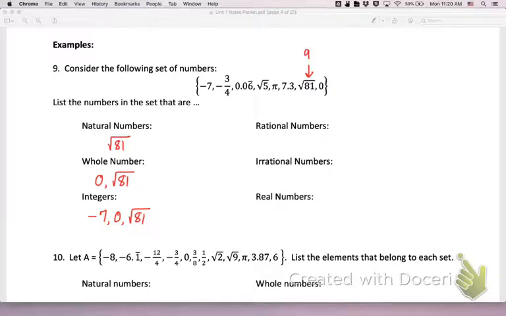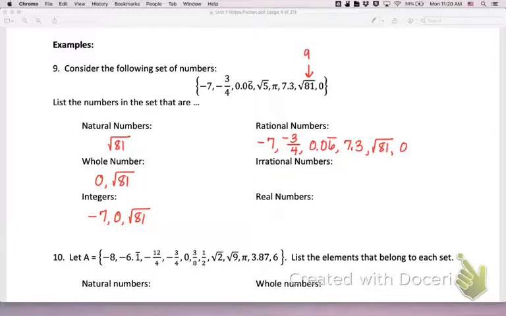So the rational numbers here are going to be -7 is rational, -3/4 is rational, 0.6 - oh, that one's not negative, sorry. It's just positive. 0.06 repeating. Square root of 5, not rational. Pi, not rational. 7.3 is rational. Square root of 81 is rational. And 0 is rational. Oops, I didn't put sets around these. You can put sets around the outside or not. It doesn't really matter in this case.